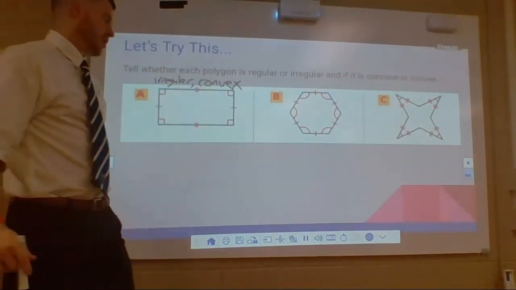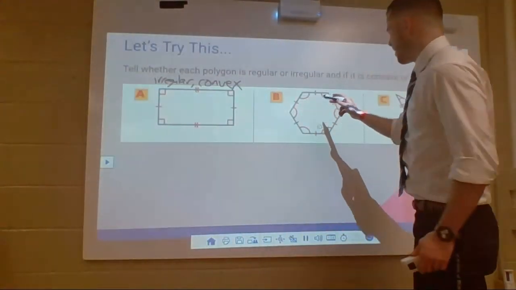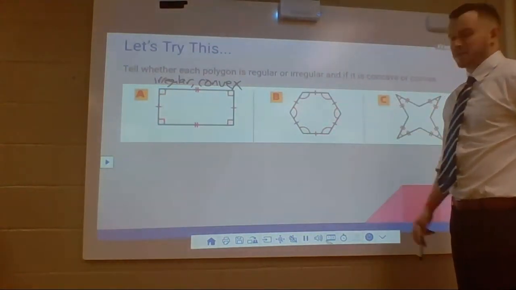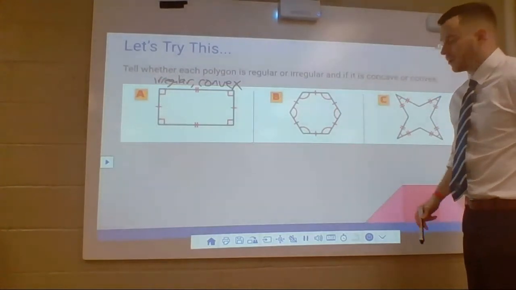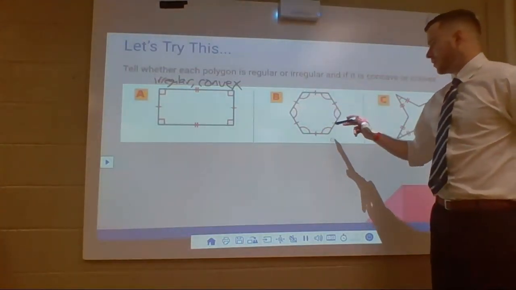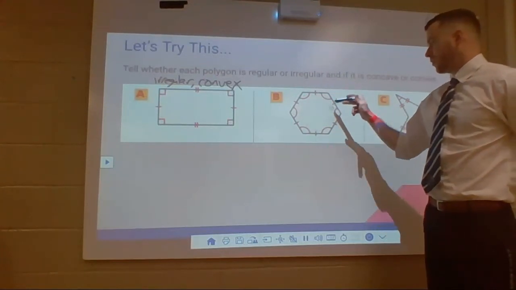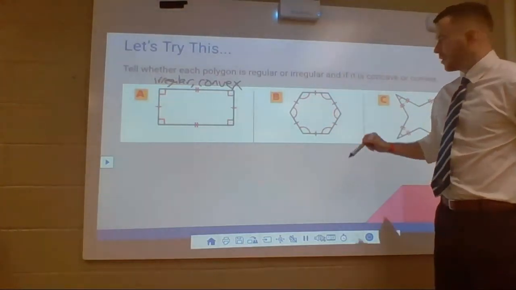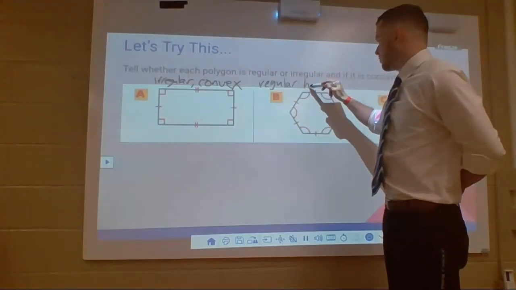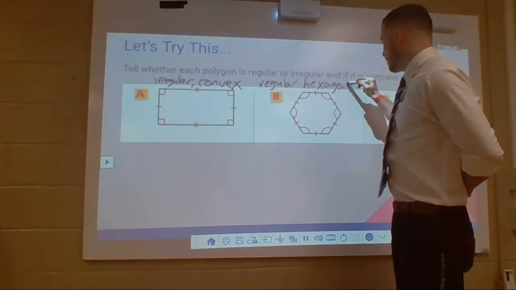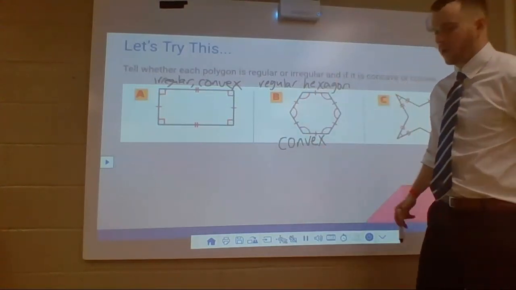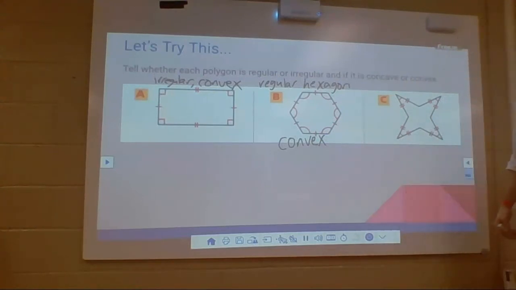All right, now let's look at B. So what we have here is, let's see, it has 1, 2, 3, 4, 5, 6 sides, so this is a hexagon. Let's see, it is equilateral, all the sides are the same length, and we see that it's equiangular. All the angles are the same measure. So this is a regular hexagon, and because it is regular, it is definitely convex. Remember, all regular polygons are convex. They will not cave in.